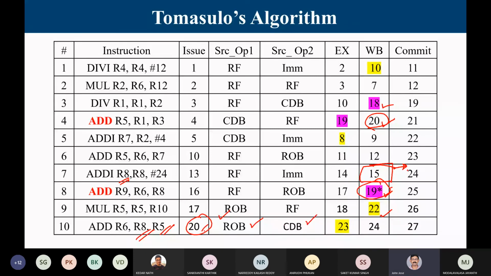Now, when can I run? As and when your R5 dependency value is available. So 22 plus 1, that is 23. And 24 is going to be your write back, and 27 is going to be the commit. It will take 1 cycle to do the operation.